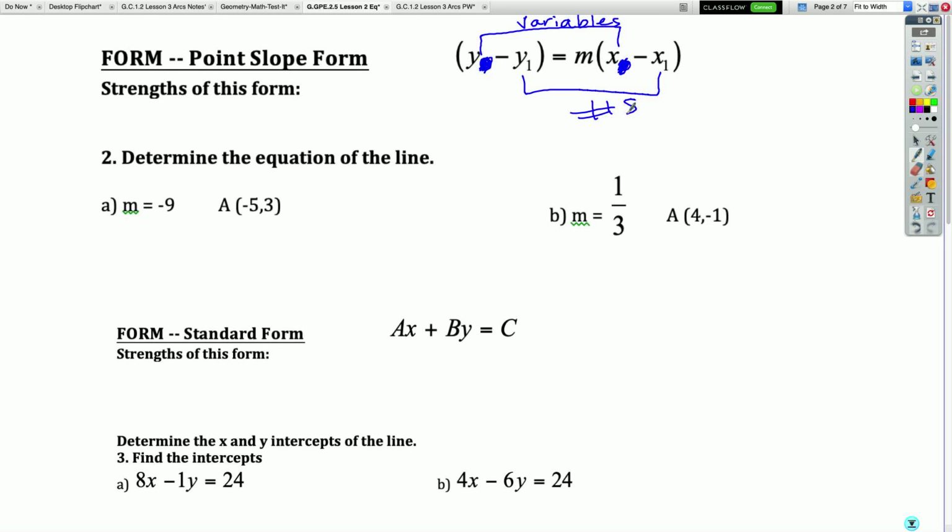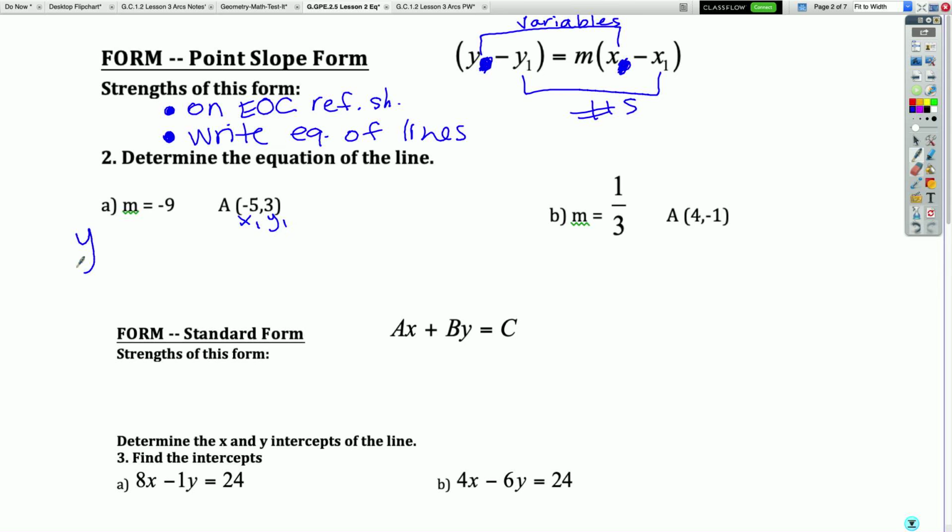Slope. Okay, so the strength of this one is that it's given to you on your EOC reference sheet. And the other plus is that we use it to write equations of lines. Okay, so these are super easy if you are just given the slope and a point. I go ahead and label this my x1, y1, and then you just simply plug it in.